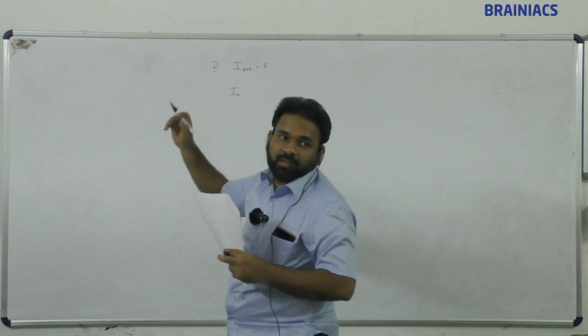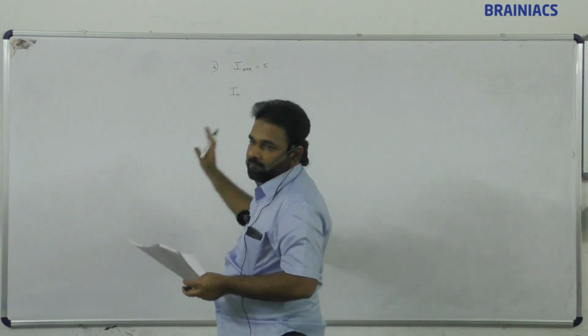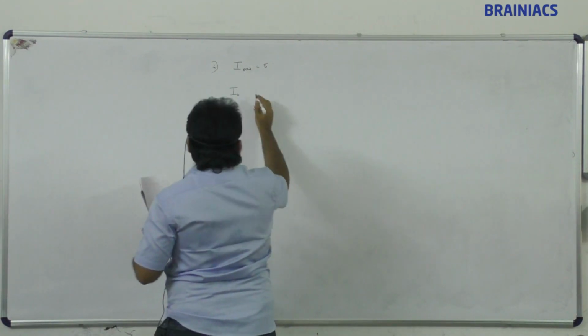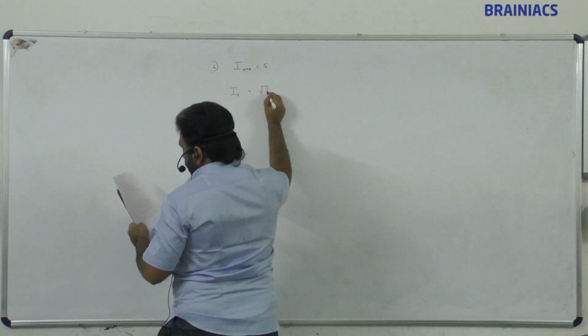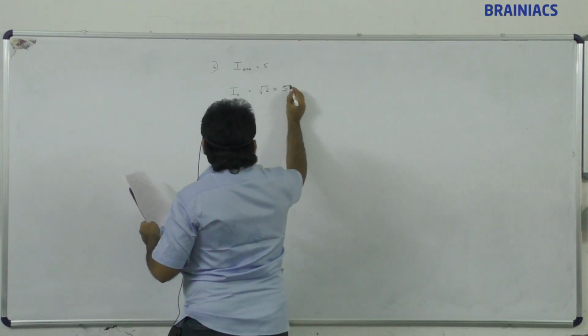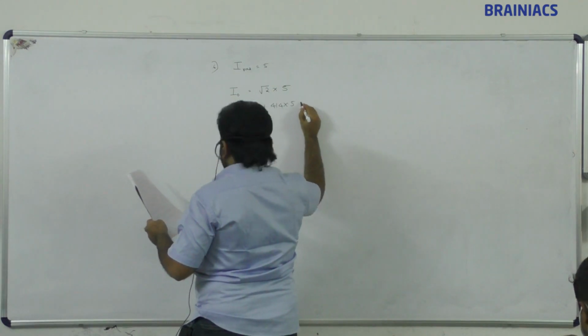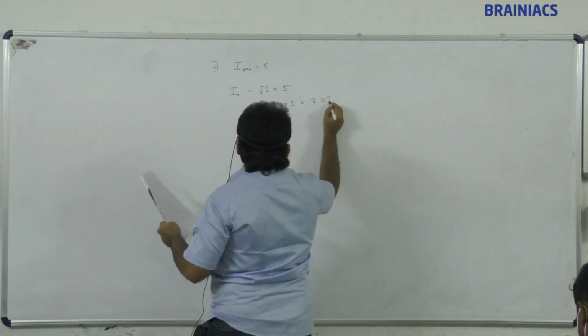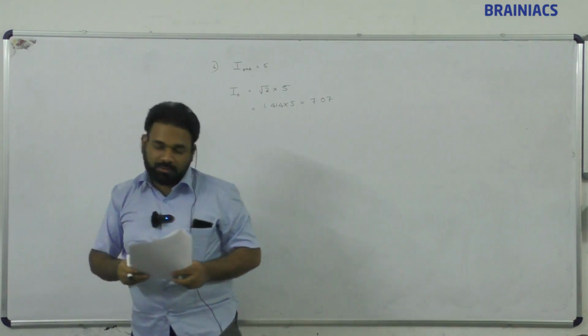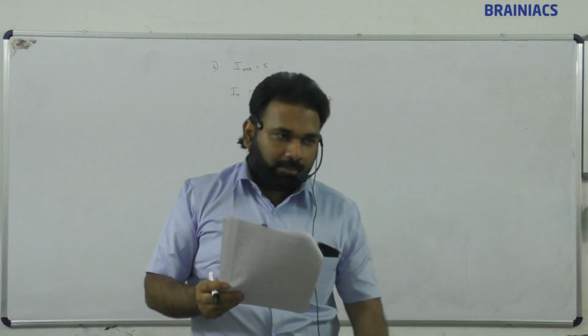This question is just to teach you what the effective value is, nothing else much. So I naught is equal to root 2 into 5, root 2 is 1.414, into 5. The answer is 7.07 ampere. Okay, right?